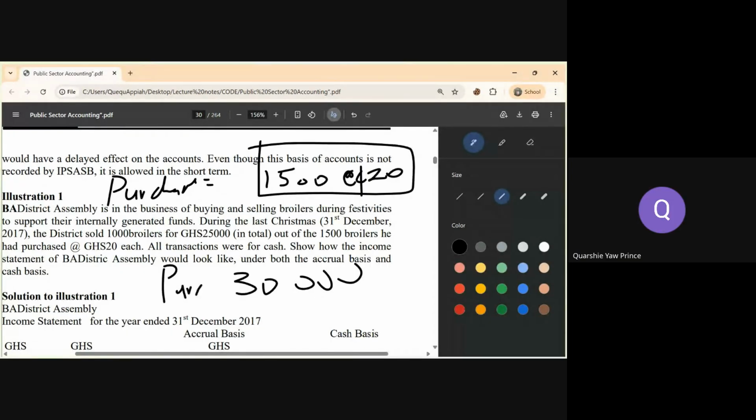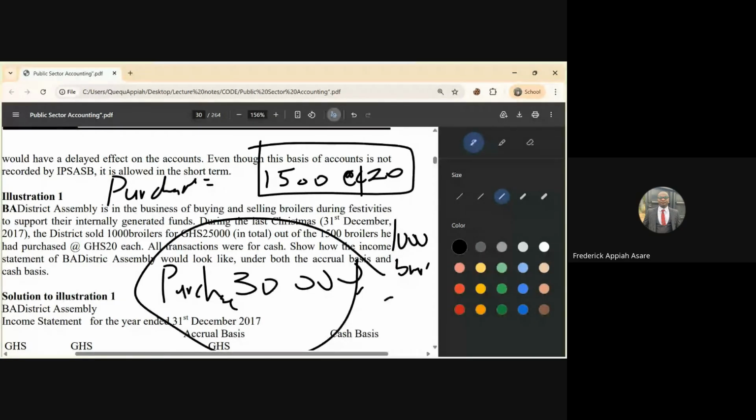Yes, please. Then out of these purchases, the 1,500, we sold 1,000 beds, and we sold it for 25,000 cedis. So these beds that we are selling is what you call the sales that we have made. Are you getting the idea? Yes, please. We purchased 1,500. We've sold 1,000. How many beds are left? 500.